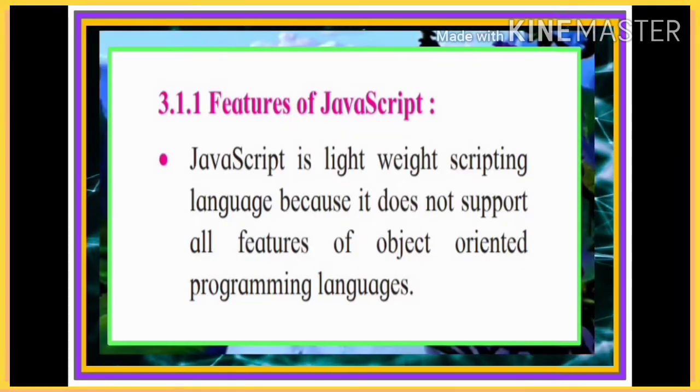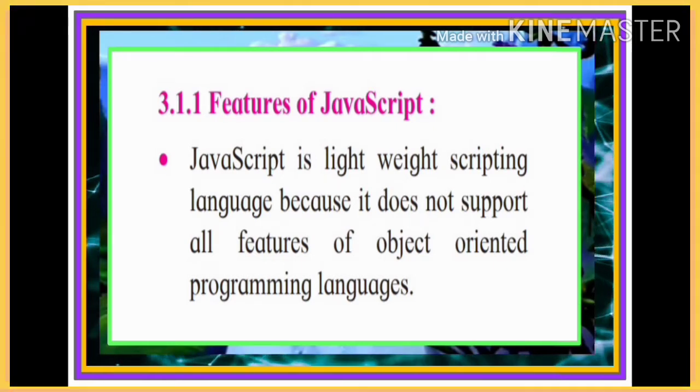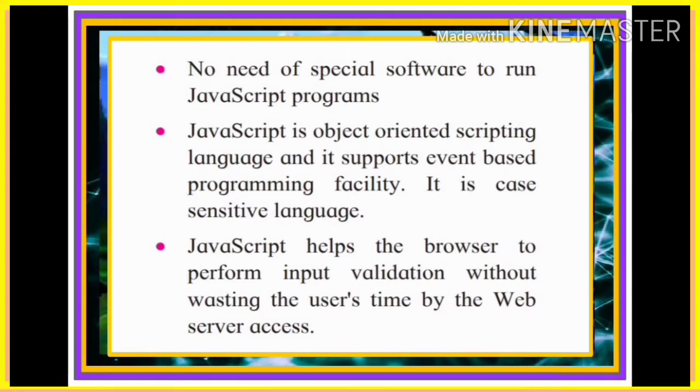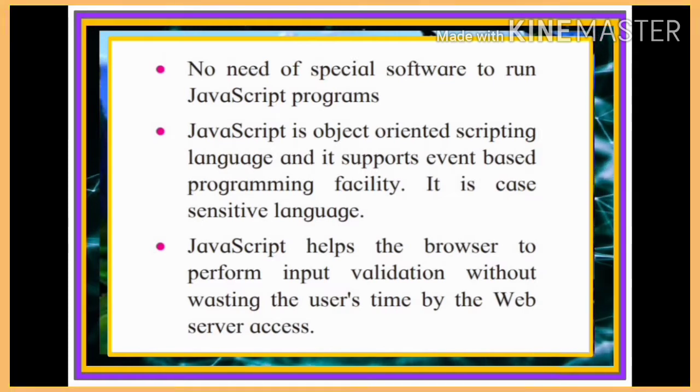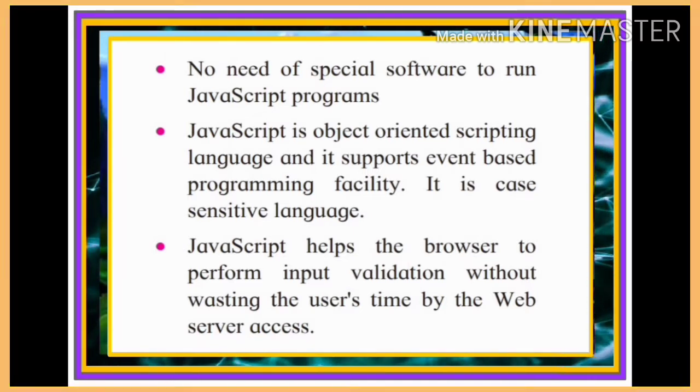JavaScript is a lightweight scripting language because it does not support all features of object-oriented programming languages. Means JavaScript supports some features of object-oriented programming languages. No need of special software to run JavaScript programs. JavaScript is an object-oriented scripting language and it supports event-based programming facility. It is a case-sensitive language. Means uppercase and lowercase letters are different in JavaScript. That's why JavaScript is a case-sensitive language.